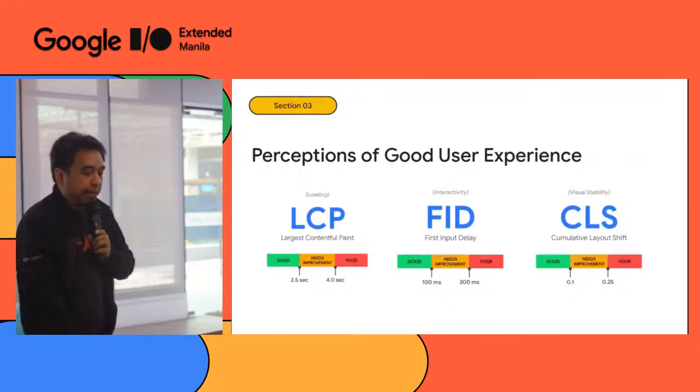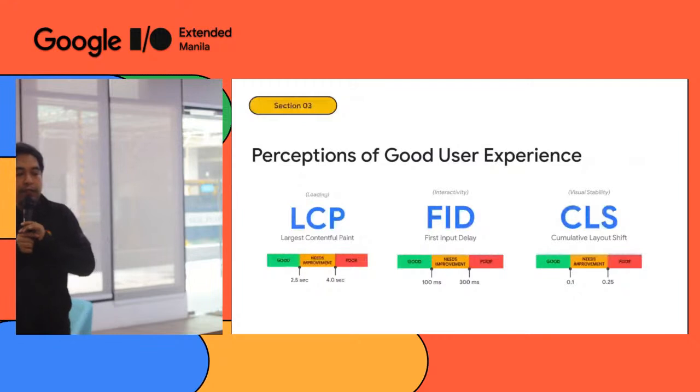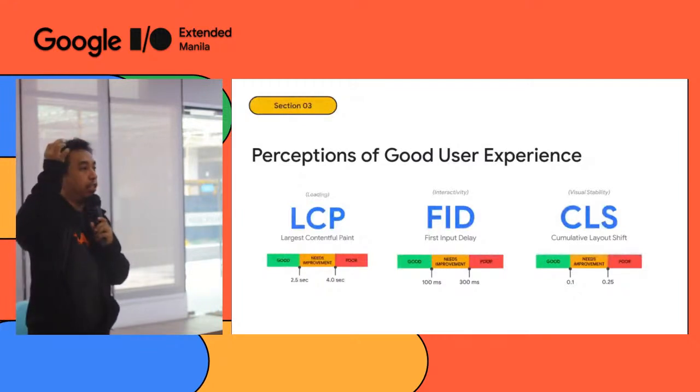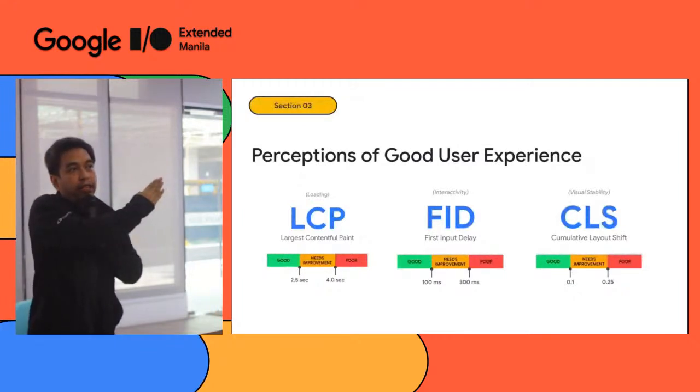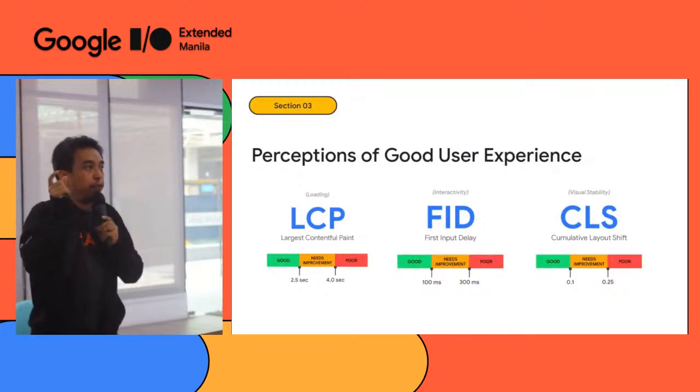Then yung CLS, cumulative layout shift, if there is no change along the life cycle of the web page, that's 0.1 or below, that's a good experience. Anything more than that is already parang a bad user experience. Or more than 0.25.